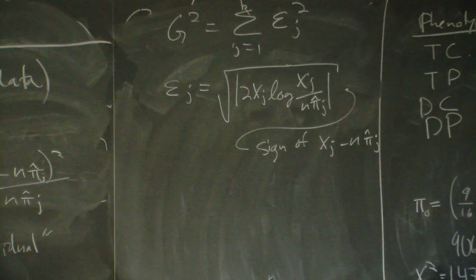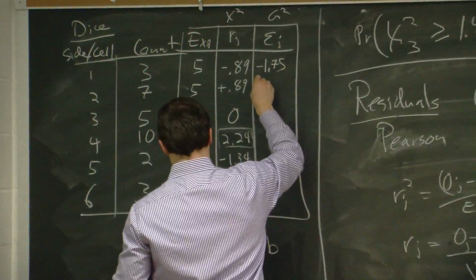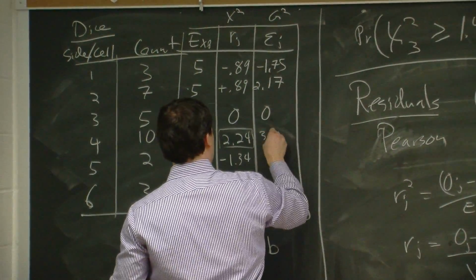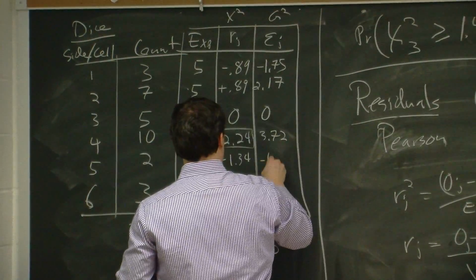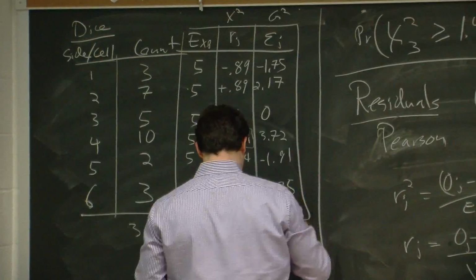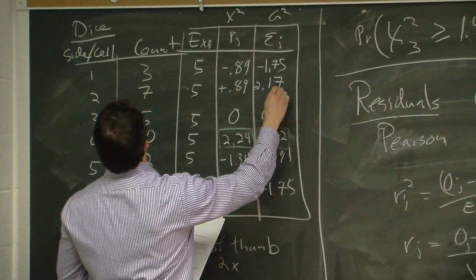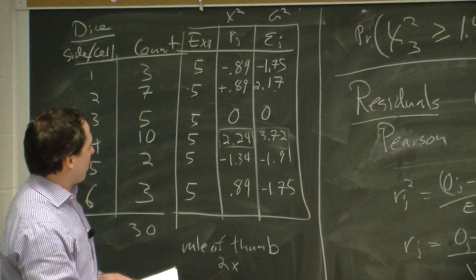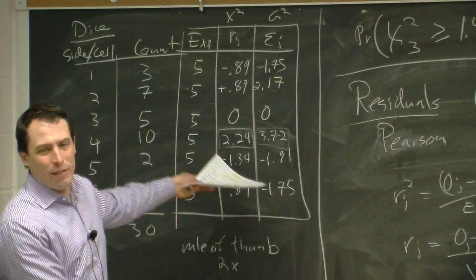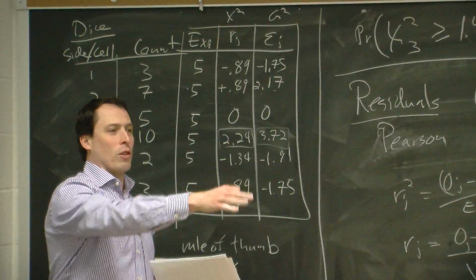So we can fill those numbers in. This one is minus 1.75, 2.17, 0, 3.72, minus 1.9, 1, minus 1.75. Okay, so this one flags this, and it also flags that weakly, but that's pretty close to 2. And this flagging of residuals is at this point not a formal thing. It's just saying, maybe look more closely at that part of the data.